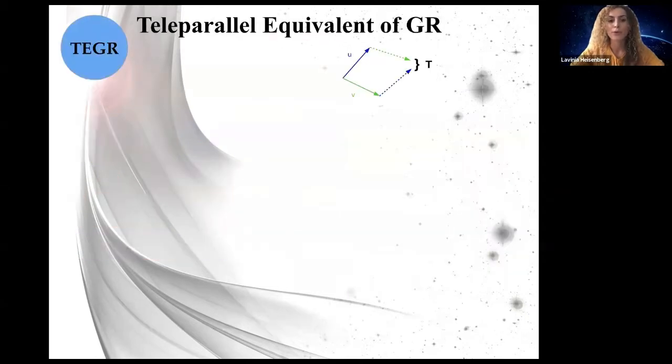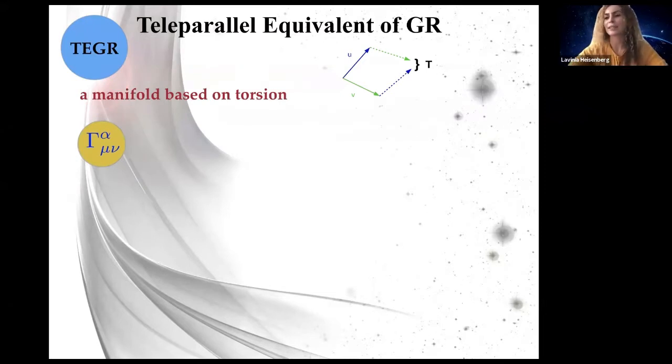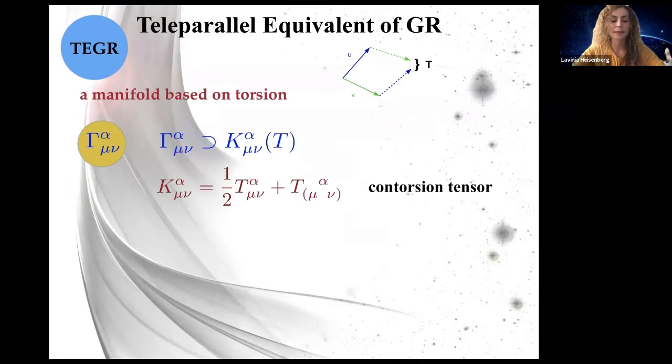Let me then move on to the teleparallel equivalent of GR. Now you live in a manifold based on torsion, and the connection is now the fundamental actor, let's say. The connection has this important piece, the contortion tensor, given here in terms of the torsion tensor in this form.